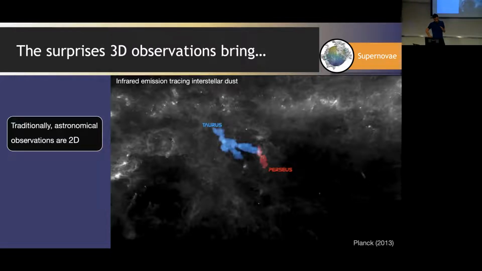Until now. So we think maybe for the first time, we see something that resembles this positive feedback formation of molecular clouds in 3 dimensions. And how was it possible? Because traditionally, all observations in astrophysics are 2-dimensional, right? You look at the sky and you just see the plane of the sky.